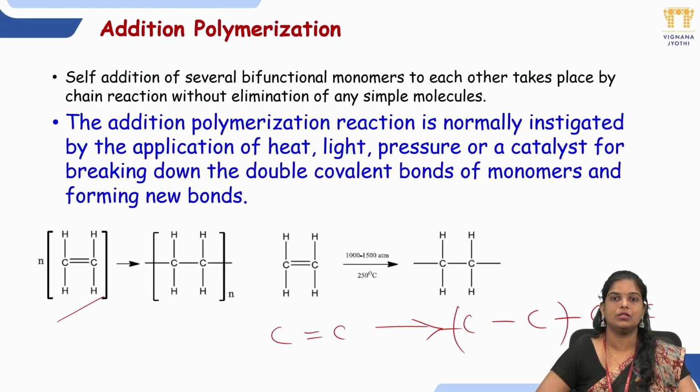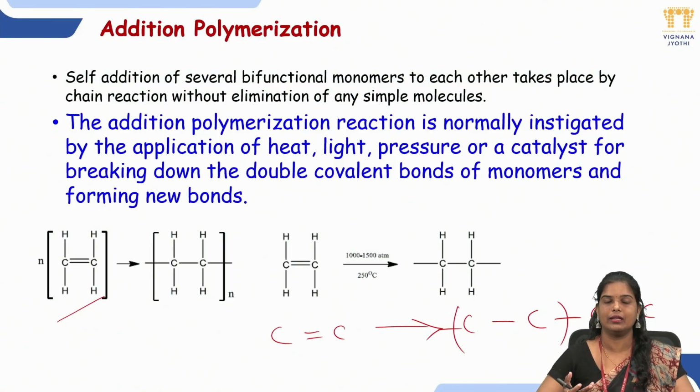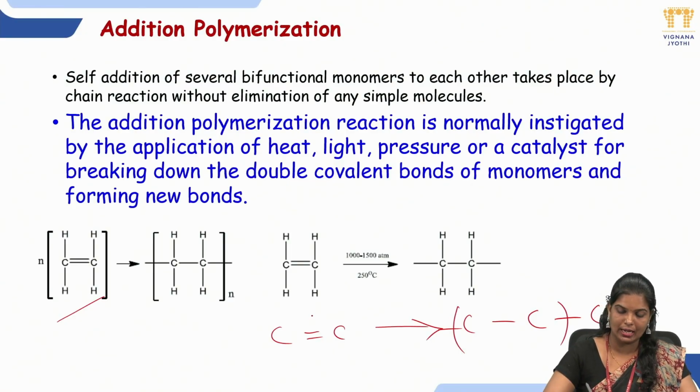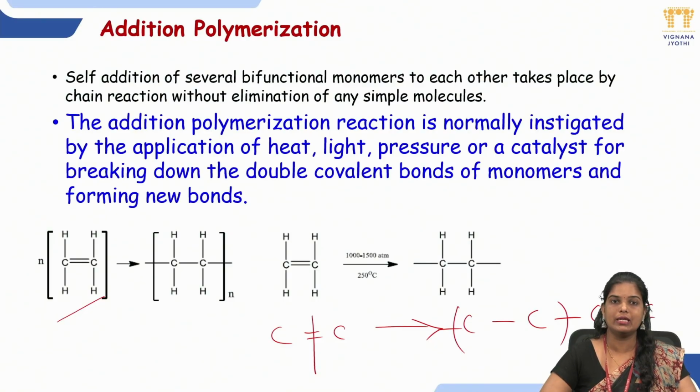Addition polymerization is normally instigated by the application of heat, light, pressure, or any catalyst. Yes, because breaking this double bond takes a lot of energy. Breaking down of this bond is not an easy process. So we need an external stimulus like heat, light, or pressure, or even a catalyst. A superb catalyst can help in the breaking down of this bond. So this is all about addition polymerization.